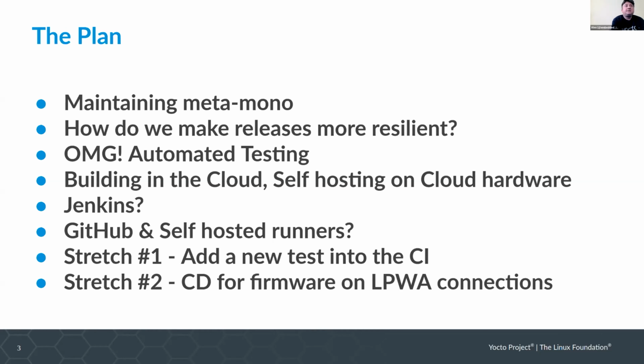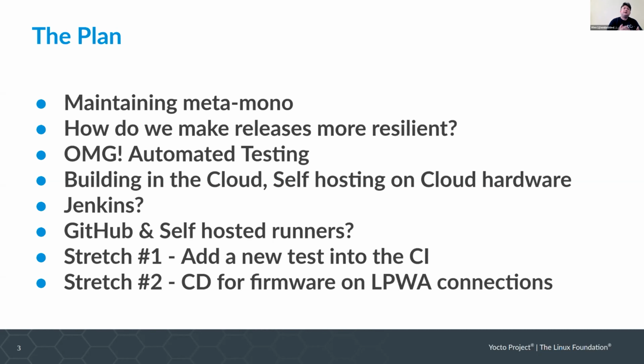So I maintain a meta-mono layer, which is an open standards implementation of the dotNet framework, and I've been doing that for a while. I wanted to talk about the processes I've been through: how do I maintain it, how do I improve, how do I learn how to do that myself, how do I improve releases of what I'm putting in there, and can we do automated testing that might help me.